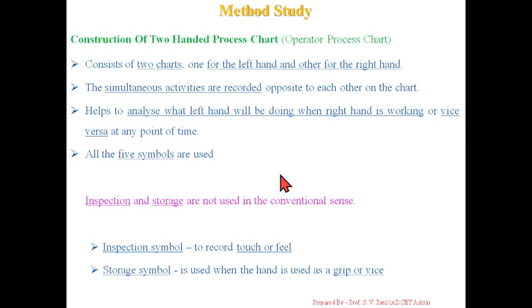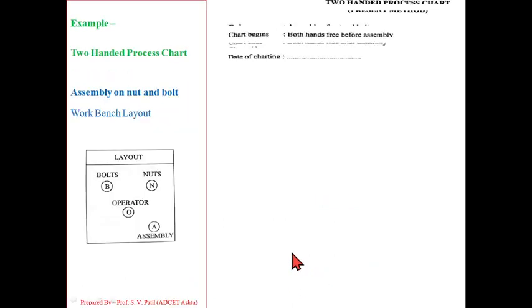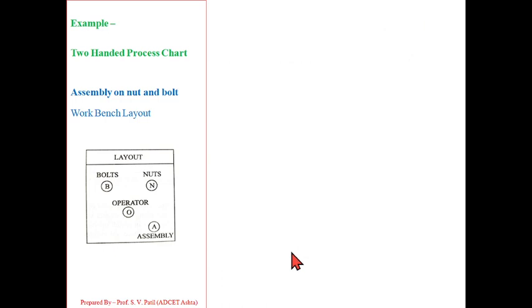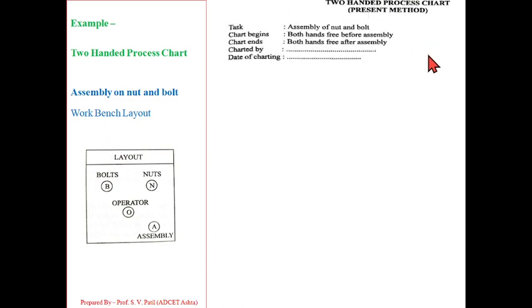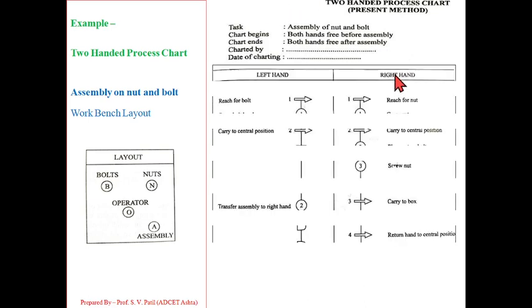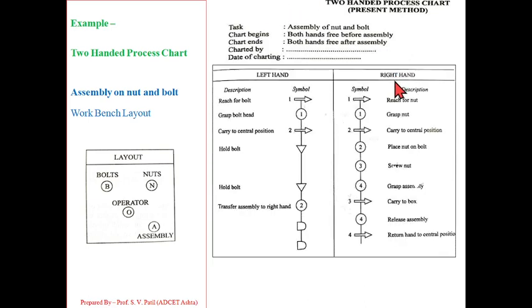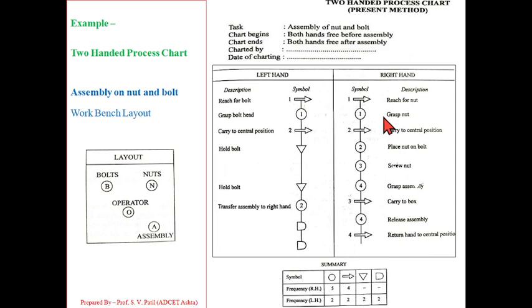We have discussed how to construct the two-hand process chart. The approach is very similar to the previous charts, where we use all five symbols, but the inspection and storage symbols are in different cells. The inspection symbol is used to record a touch or feel, whereas storage is used to indicate the grasping action. We discussed how to prepare this chart: initially prepare the heading part, then prepare two different charts for the two different hands, and at the last prepare the summary.